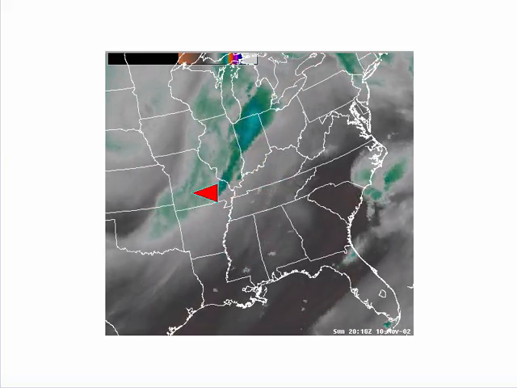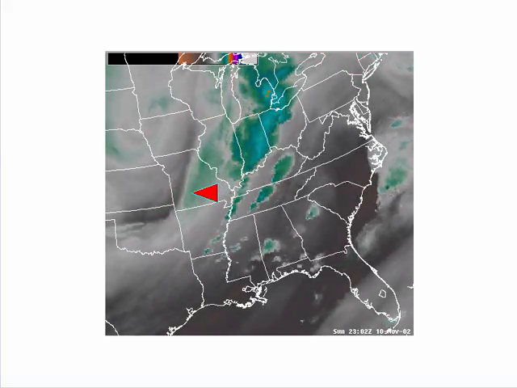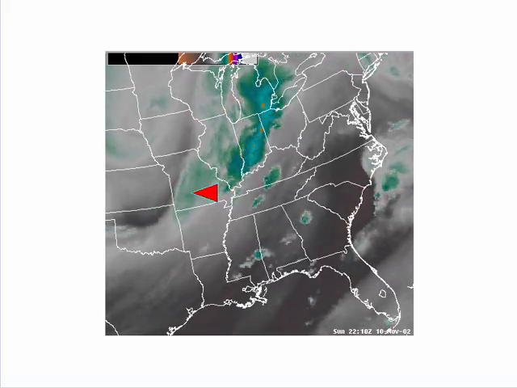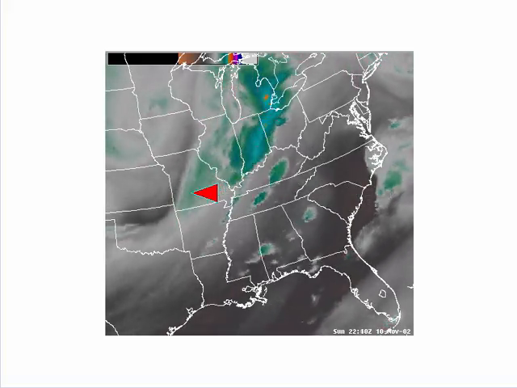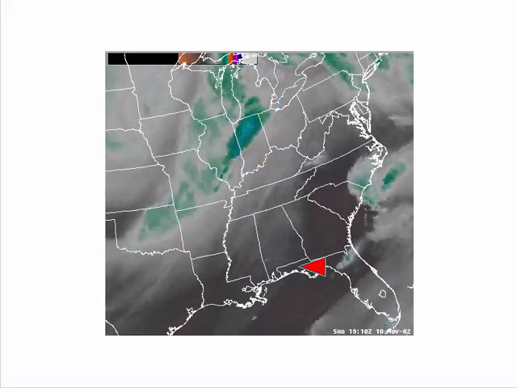So let me run this loop a little bit. In fact, maybe I'll run it just a little bit faster and try to let you see how that wave appears as it travels through northeastern Oklahoma there and into Missouri.